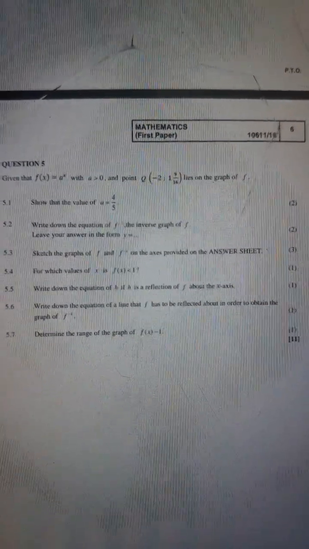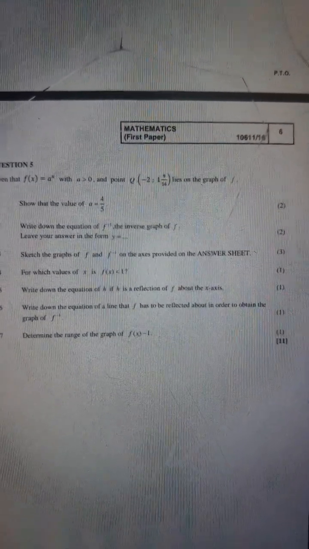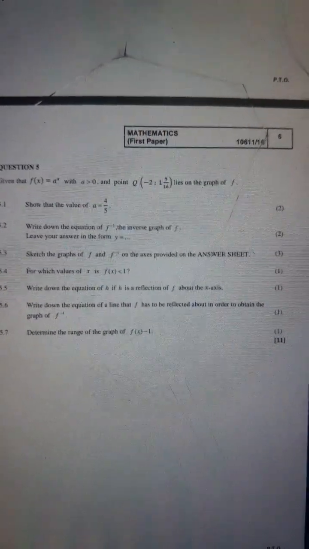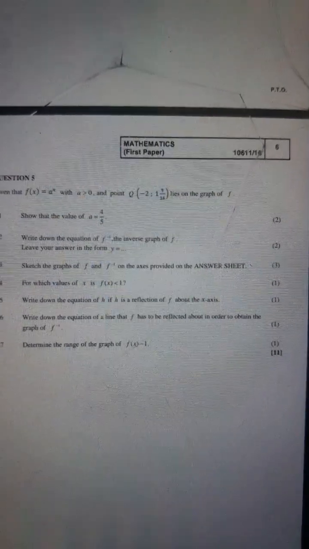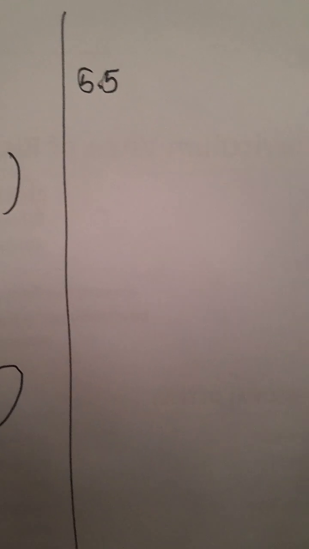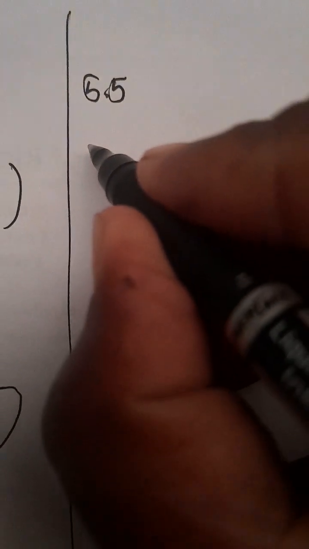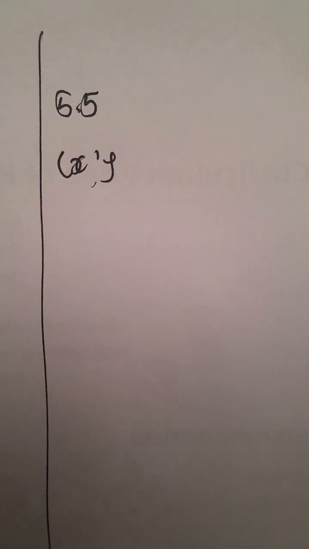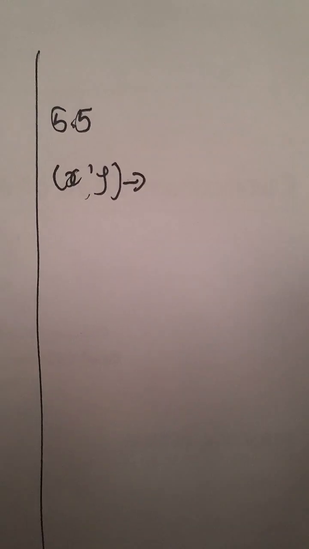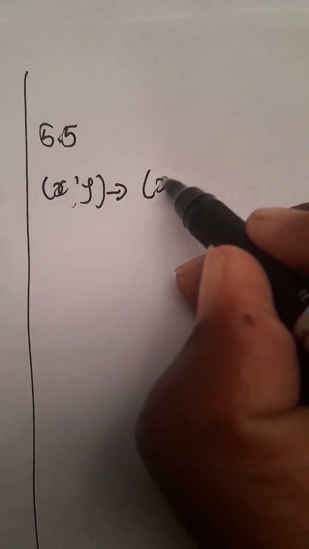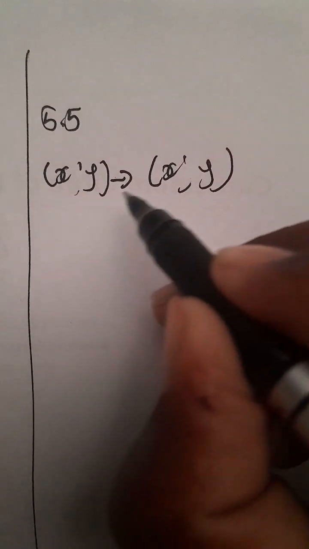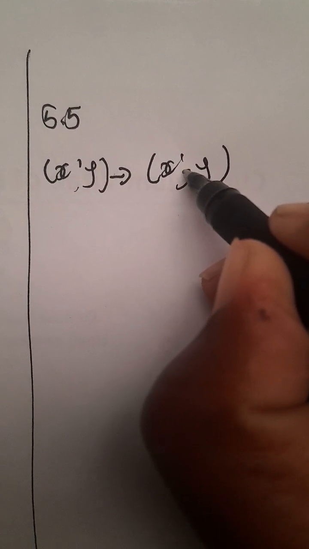5.5. Write down the equation of h if h is the reflection of f about the x-axis. Reflection of f about the x-axis. In this case, we will be smarter. You are going to write the rule. There is a golden rule in transformation geometry. Reflection about the x-axis: your y value becomes negative in this case.